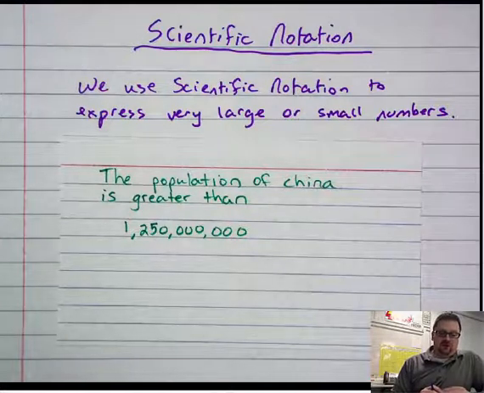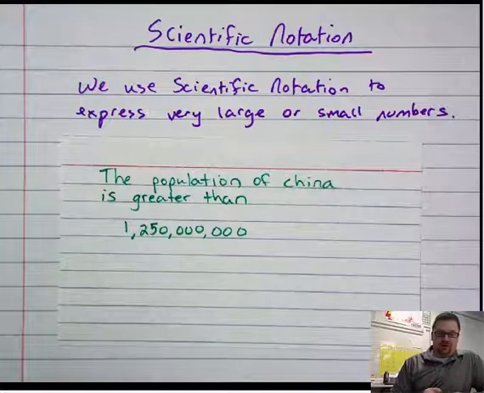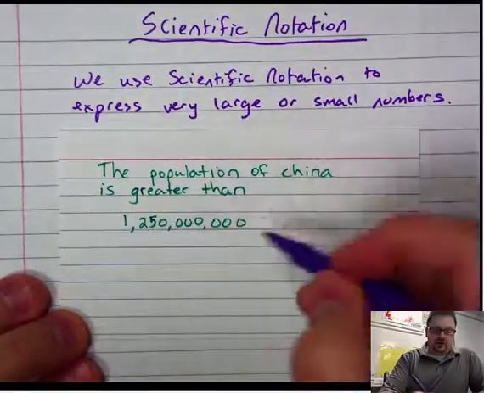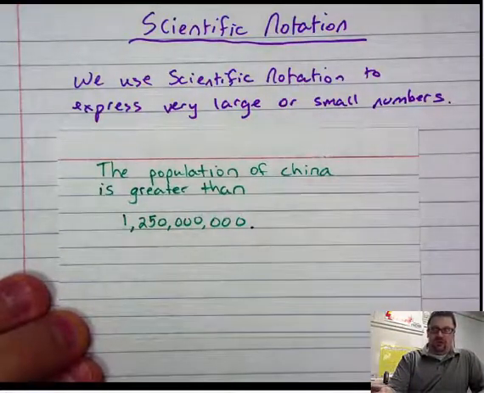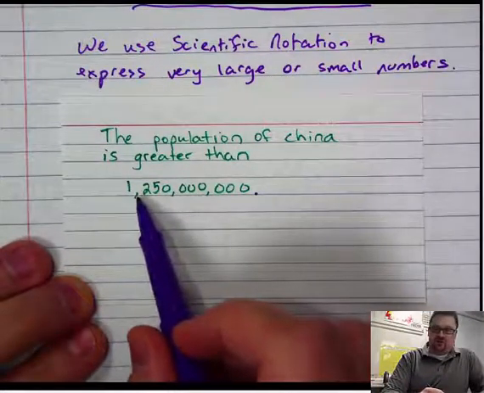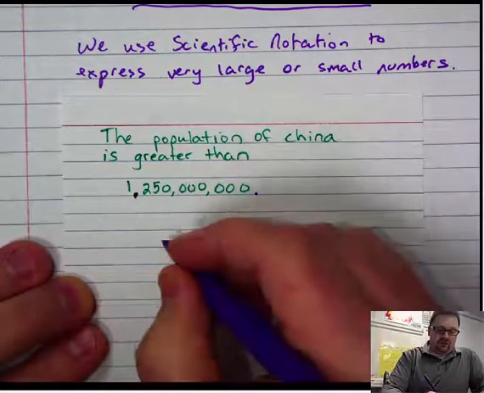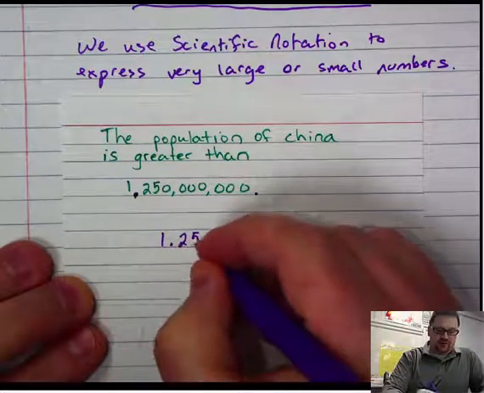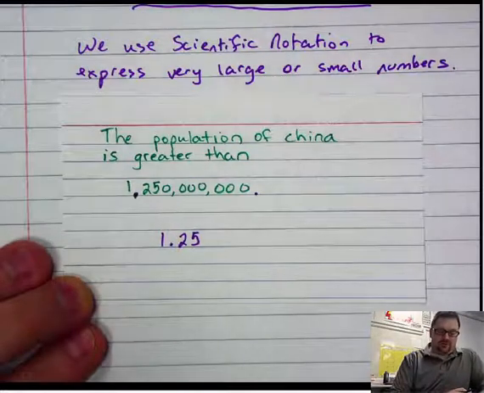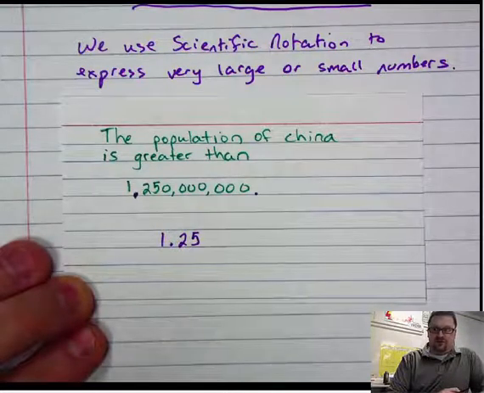So what we're going to do is create a number that has only one digit before the decimal. If I consider all of these numbers, right now the decimal is all the way at the end because this is a whole number. I'm actually going to move the decimal so that there's only one digit before the decimal. So I'm going to put it right here. Now I'm going to write this down as 1.25, and I'm going to stop as soon as I have no more digits other than 0. Okay, so here is the beginning of my number in scientific notation.